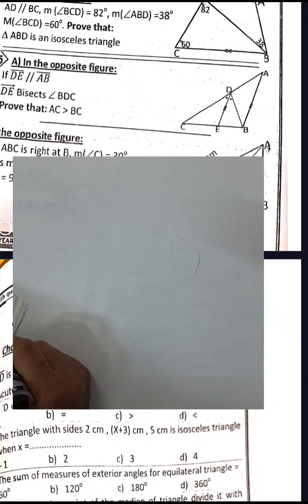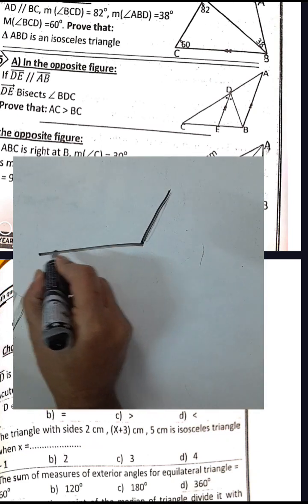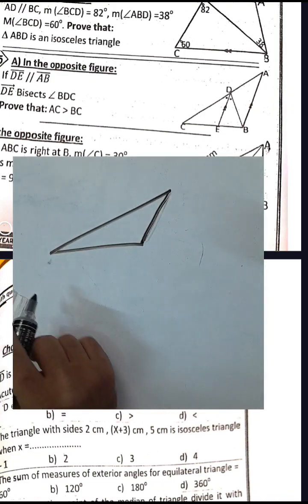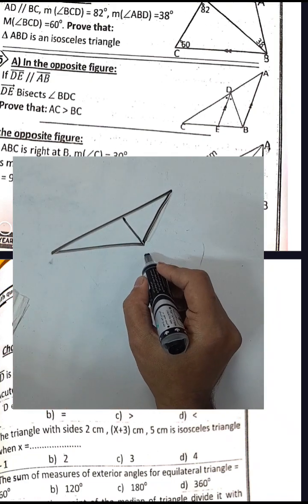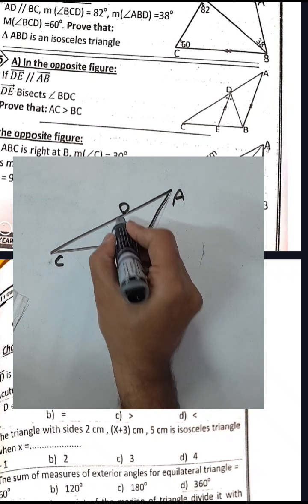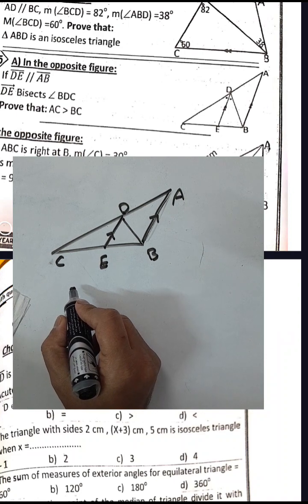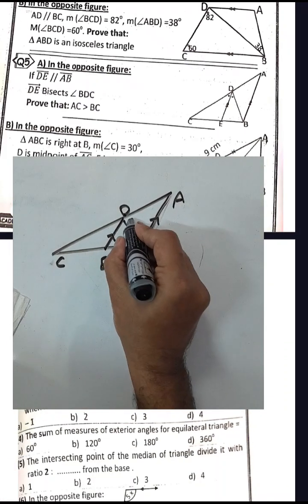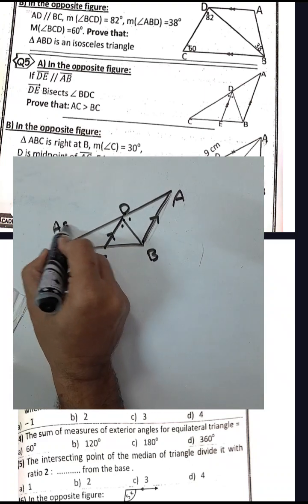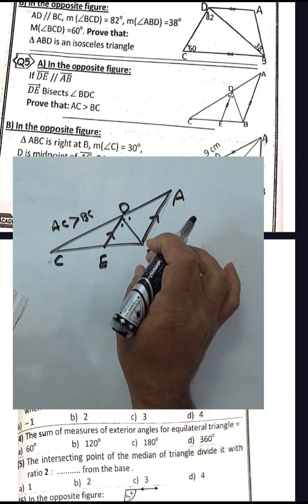Next question. From this figure, you want to find or prove that AC is greater than BC. We have a triangle here, with BD and AC parallel to the side lines. They are parallel, and E bisects the angles here. He wants to prove that AC is greater than BC. How?